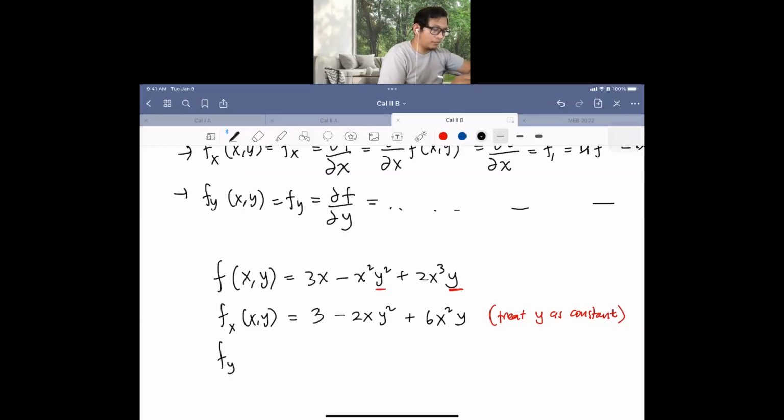We take the partial y. 3x is a constant, so it will be 0. And then this will be minus 2x squared y, and then plus 2x cubed, and then y becomes 1. So this is treating x as a constant.